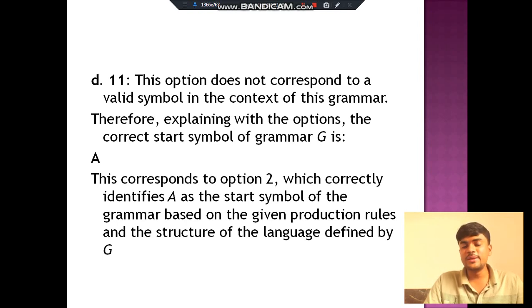Therefore, explaining with the options, the correct start symbol of grammar G is A. This corresponds to option 2, which correctly identifies A as the start symbol of the grammar based on the given production rules and the structure of the language defined by G.